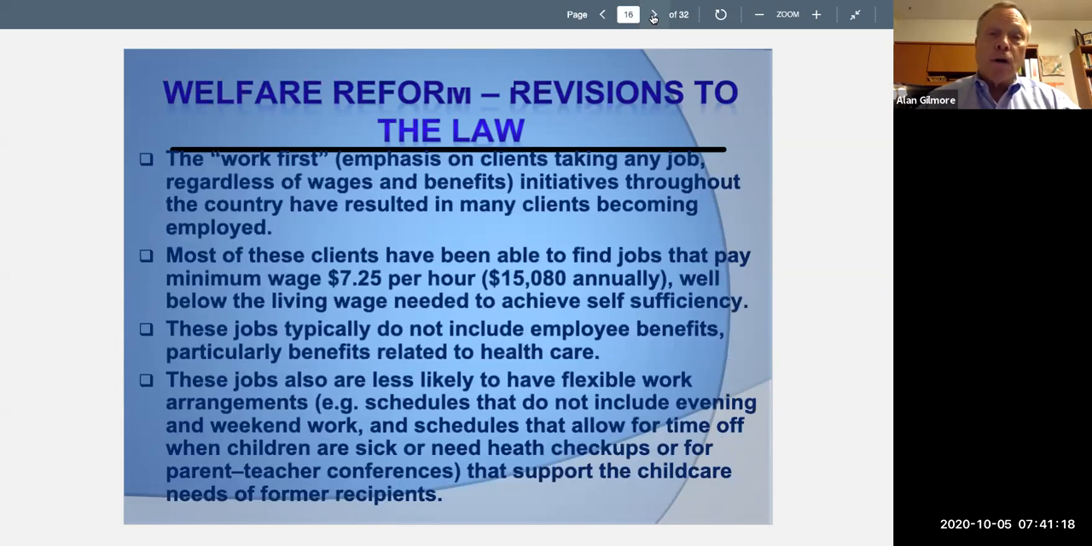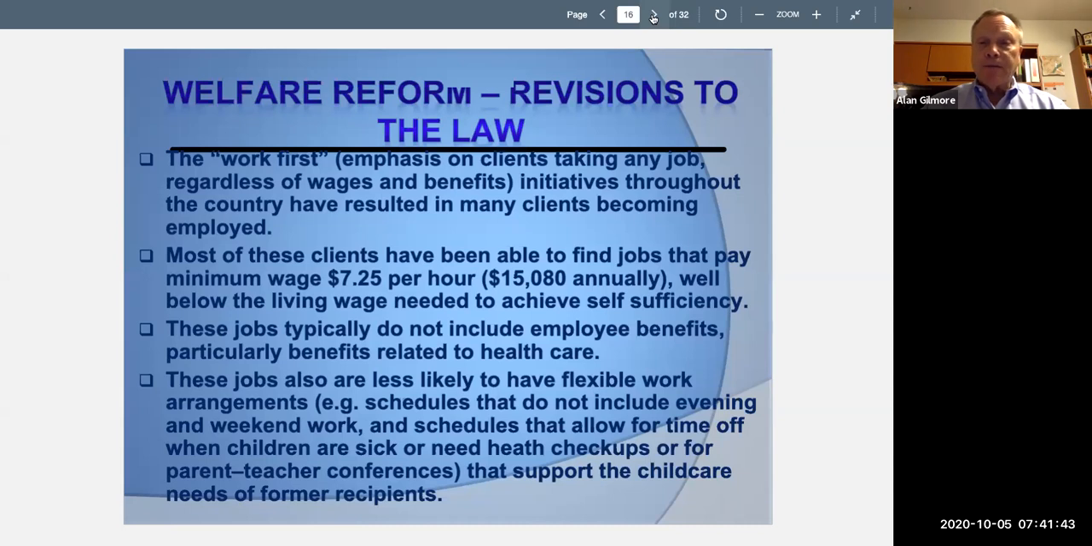So again, this work first emphasis on clients taking any job, regardless of wages and benefits, initiatives throughout the country have resulted in many clients becoming employed. So there are folks who went through these kinds of training programs and were able to discontinue their dependence on a program like TANF.